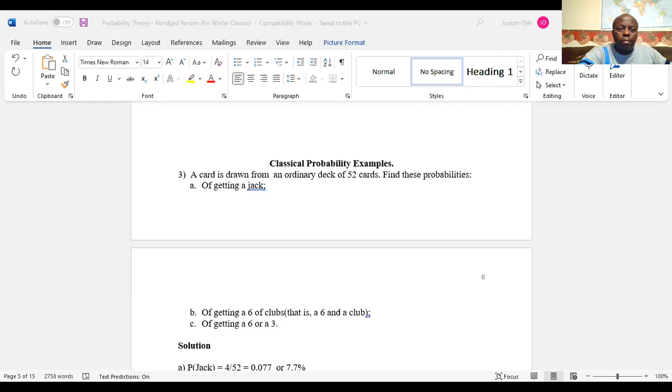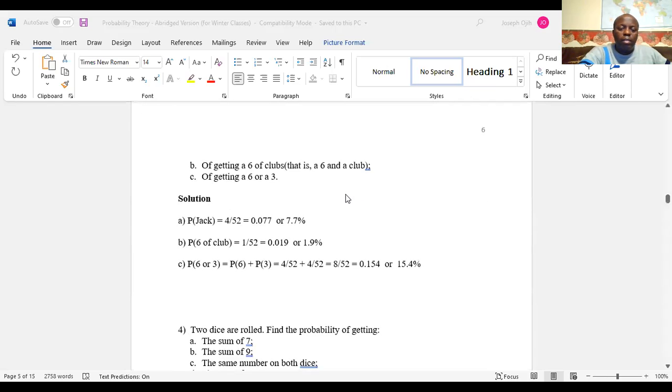All right, I believe we are back. So we're still on classical probability. I gave an example before we went on break. Let's do 2 more examples on classical probability.